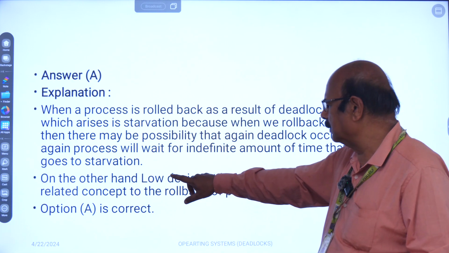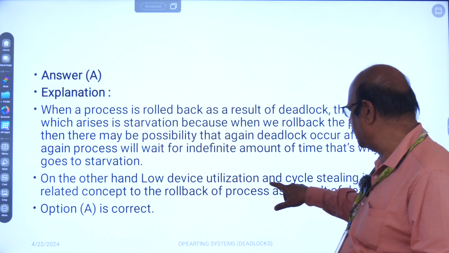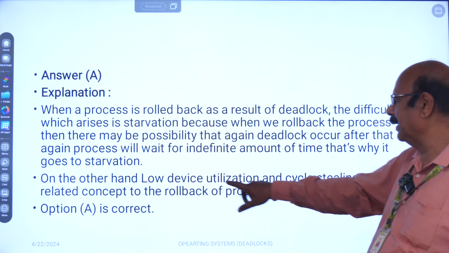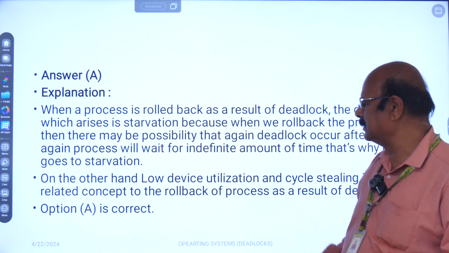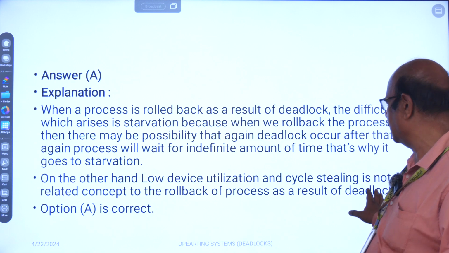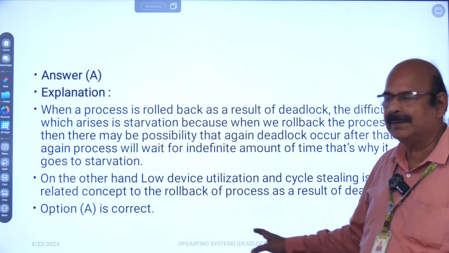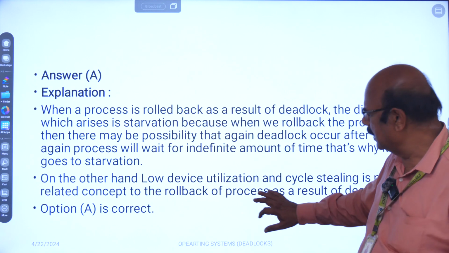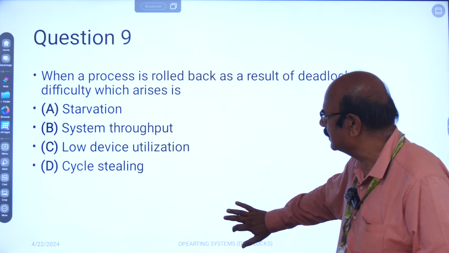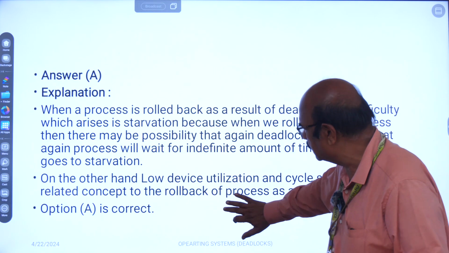On the other hand, low device utilization and cycle stealing are not related concepts to the rollback of the process as a result of the deadlock. So option A, starvation, is the correct answer here.